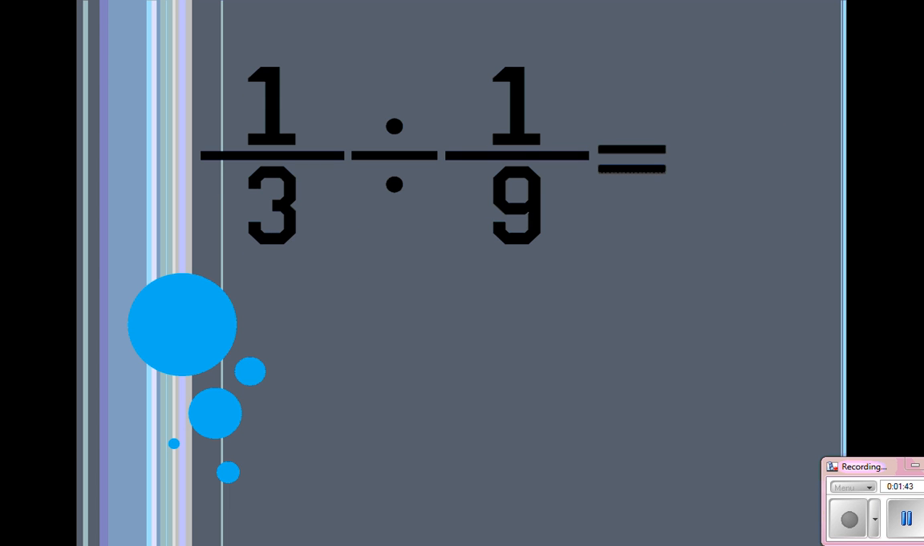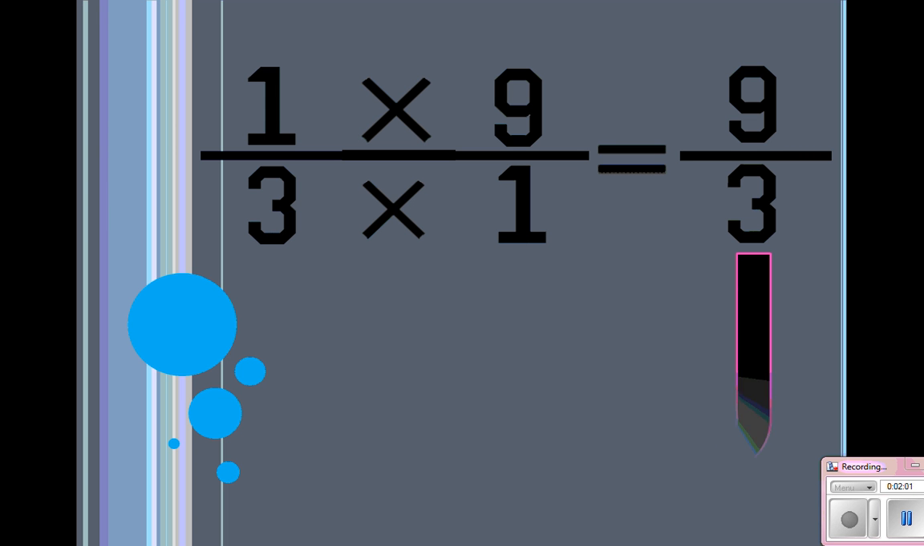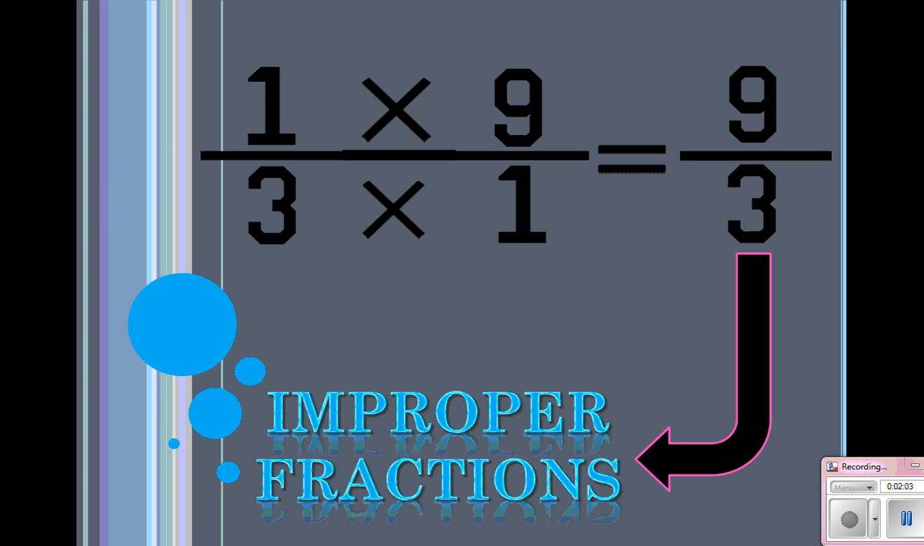Let's go over that again. First we flip the second fraction. Then change the divide by sign to a multiplication one. Now we work across for our answer. For this problem though, we haven't got a common fraction as the answer. Instead we have a fraction where the denominator is lower than the numerator. This brings us to improper fractions.